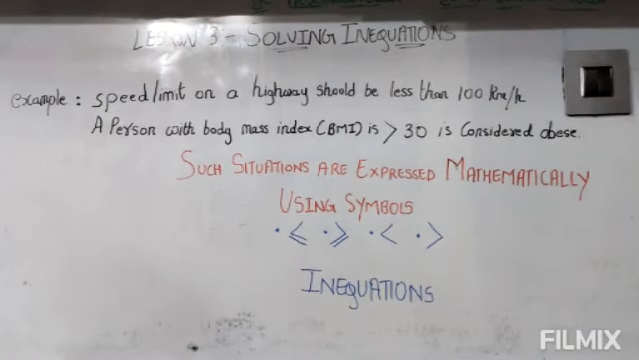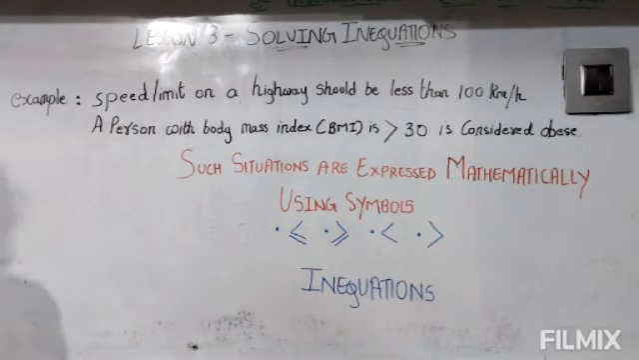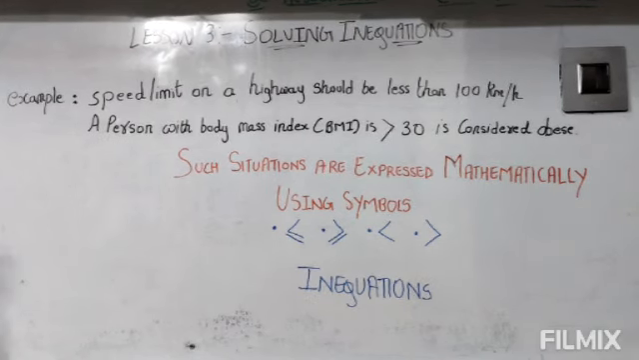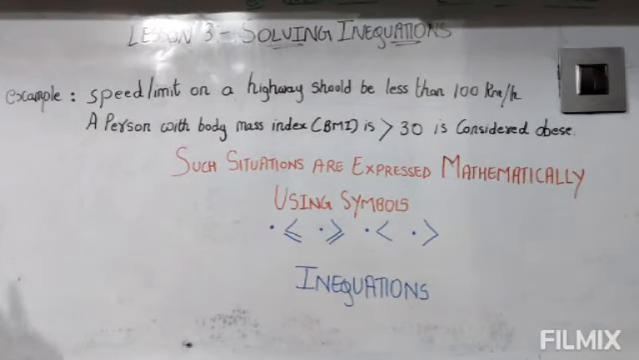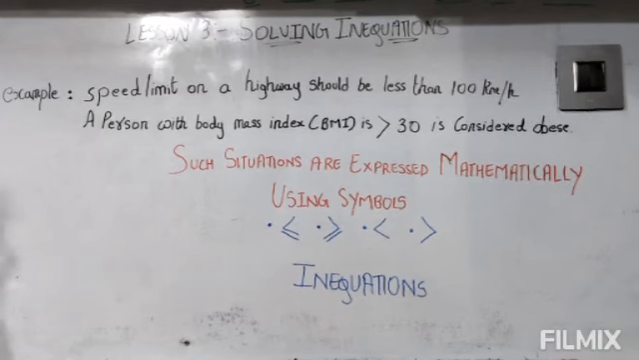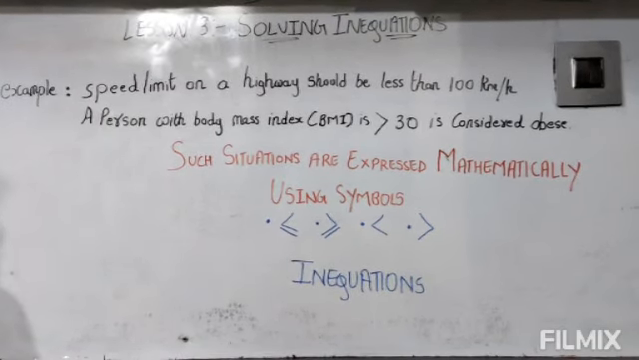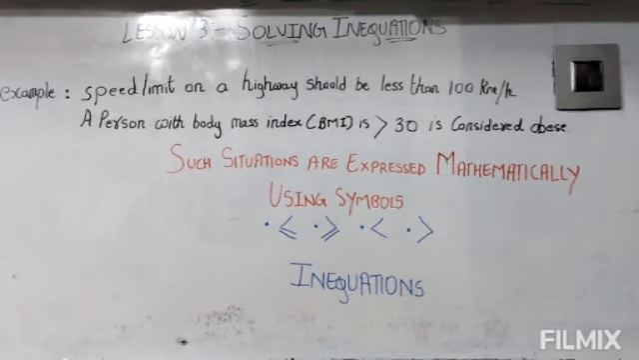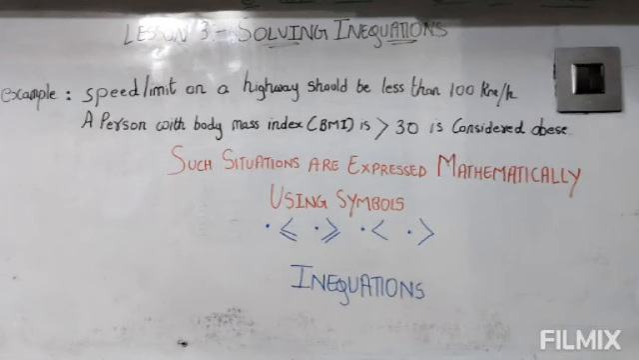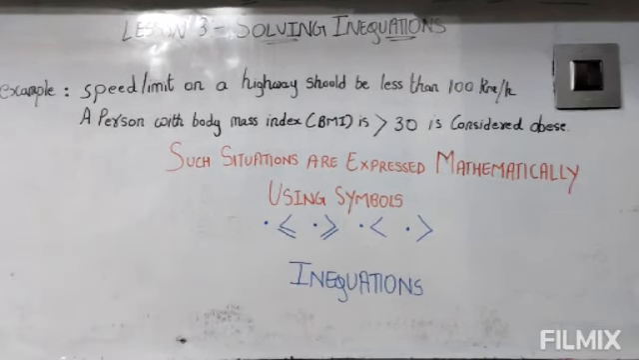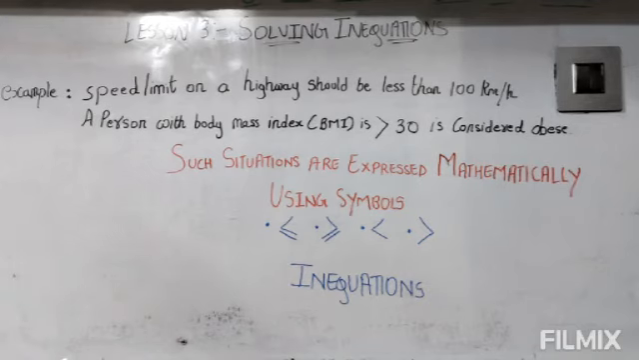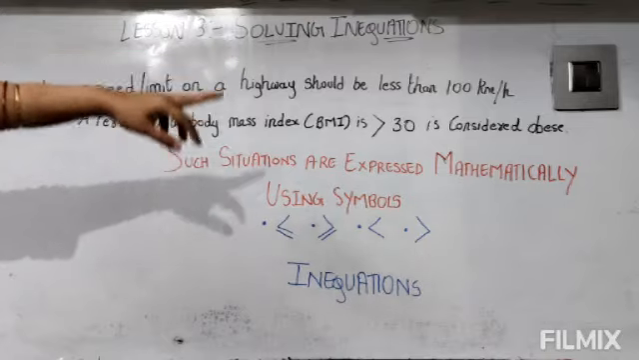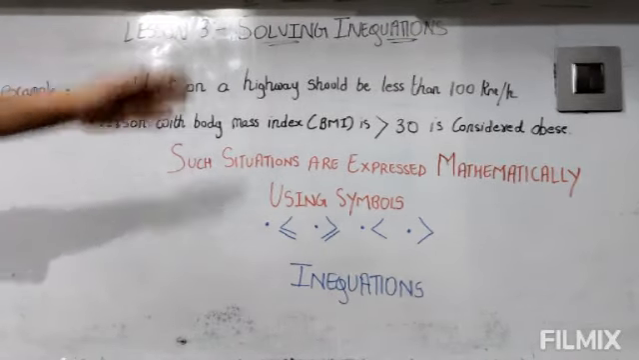See, for example, while driving a car, you cannot maintain the same speed, isn't it? That is why on the highways, the speed limit is mentioned in the form of an inequation. That is, the speed limit on a highway should be less than 100 kilometers per hour.